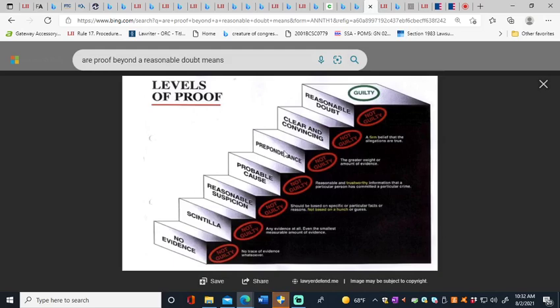Okay? Preponderance of evidence: the greater weight or amount of evidence. Clear and convincing evidence, right? All of these facts, okay? Clear and convincing evidence is a firm belief that the allegations are true. And then reasonable doubt. This is where you get guilty. You have to meet this standard in criminal cases, and there has to be evidence.